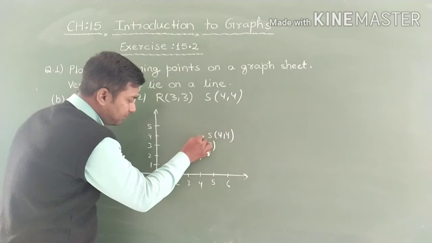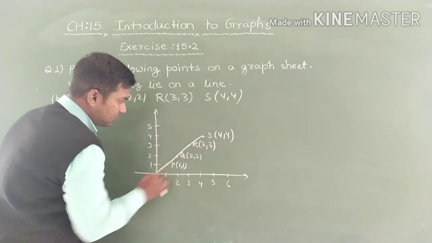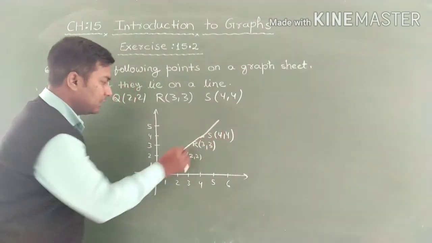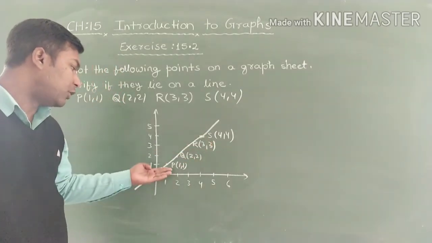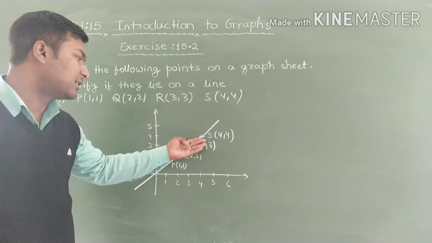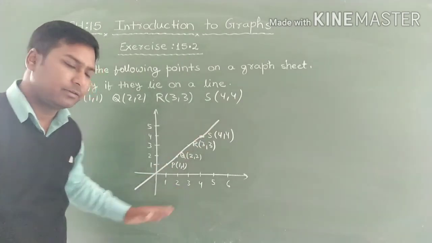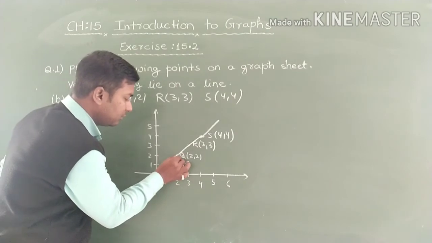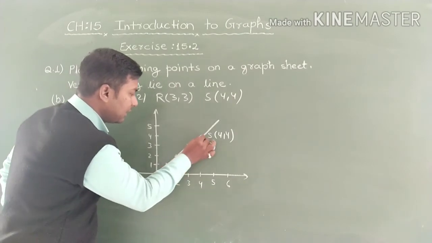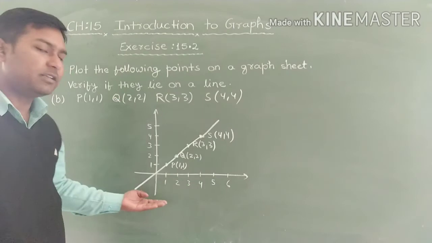So it will be okay. That means simply you can see here these points P, Q, R, S lie on the same line. Okay. These points are P, Q, R, and S. So these points lie on the same line.